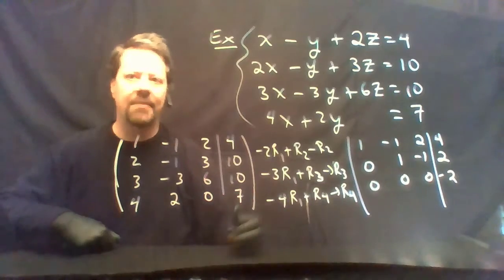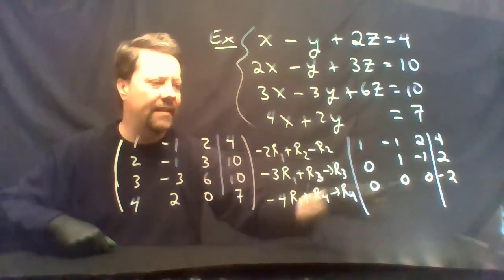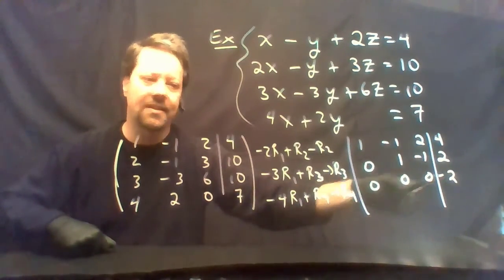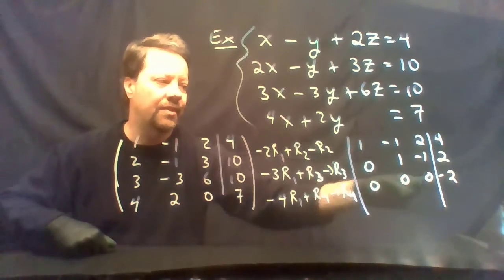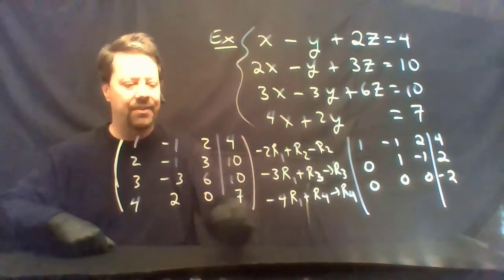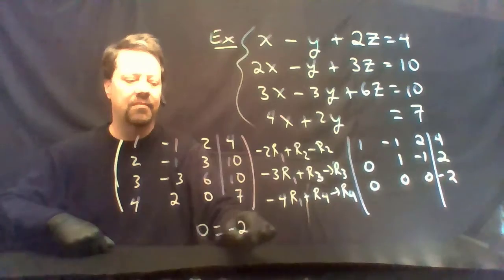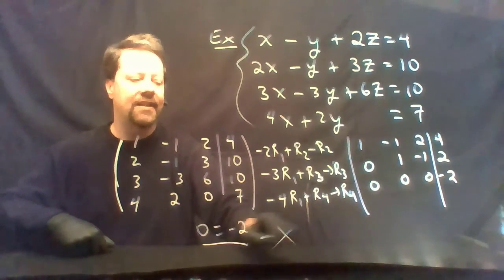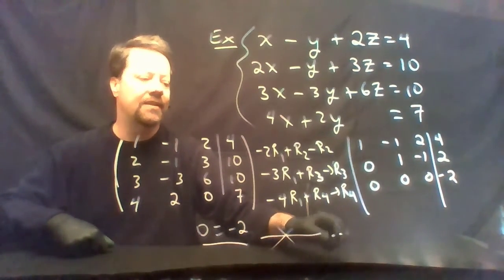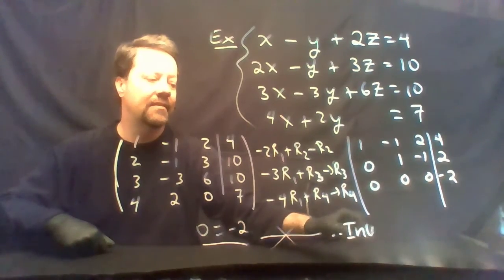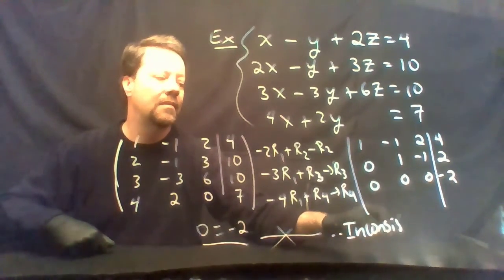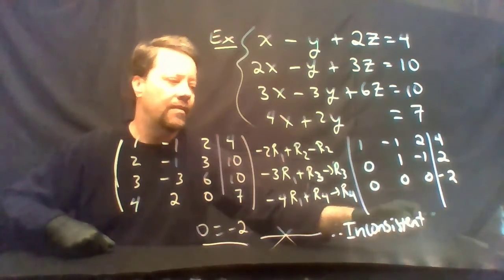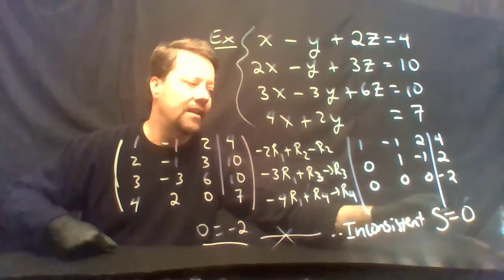We can stop now. We can tell already that we have an inconsistent system. We have this equation 0 equals -2. That is a contradiction, and therefore it's inconsistent. The solution set is the empty set.